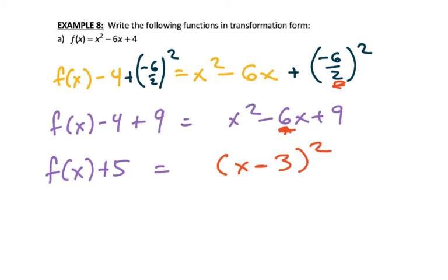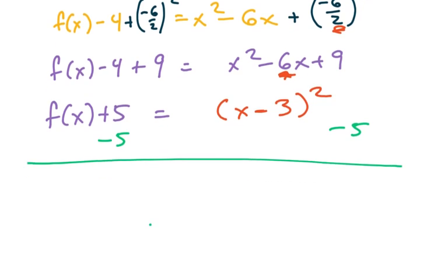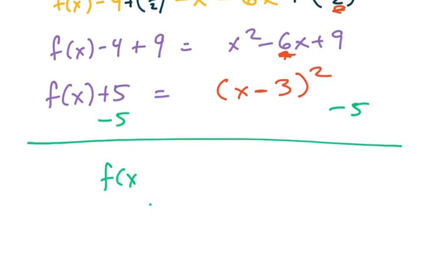And then to finish it off, we're just going to subtract 5 from both sides. And so f of x equals x minus 3 squared minus 5. And there's my answer. So hopefully that makes sense.